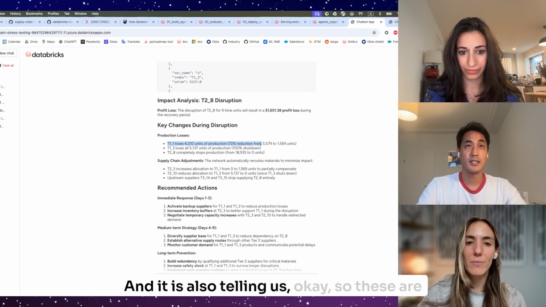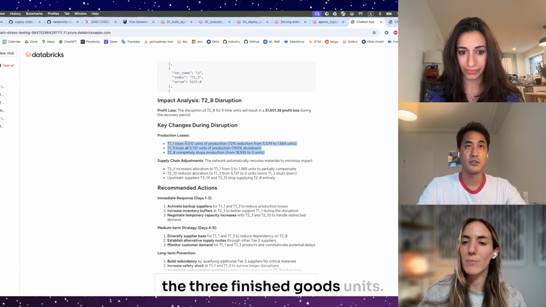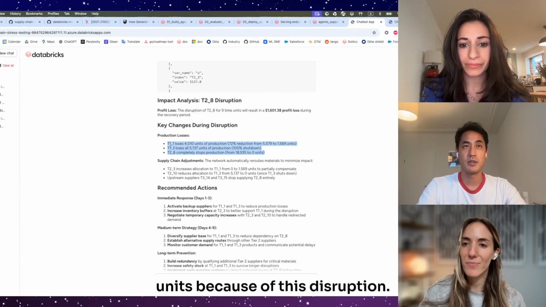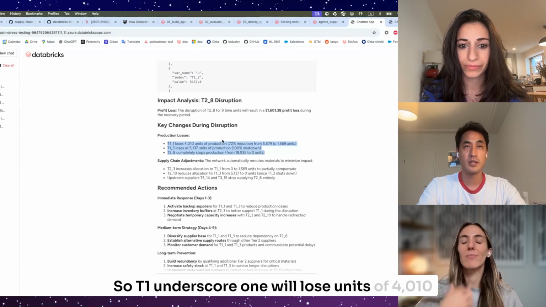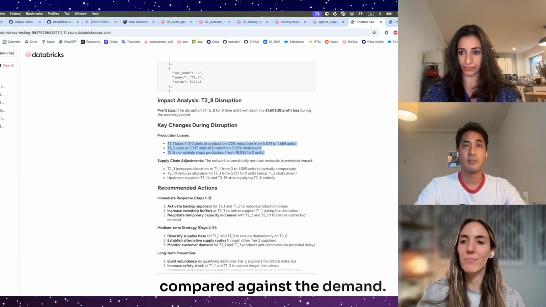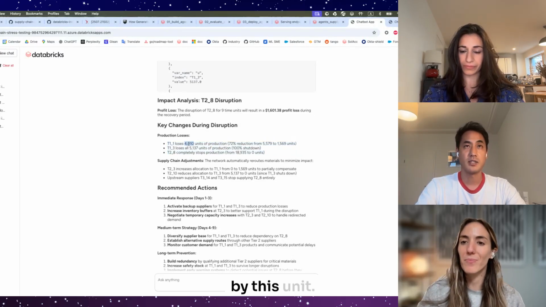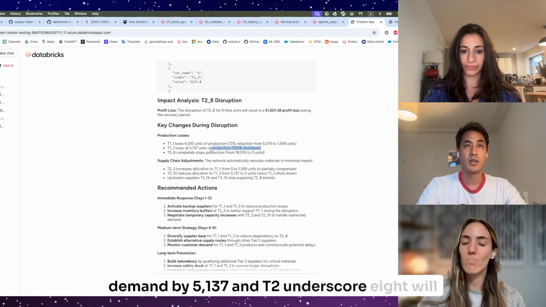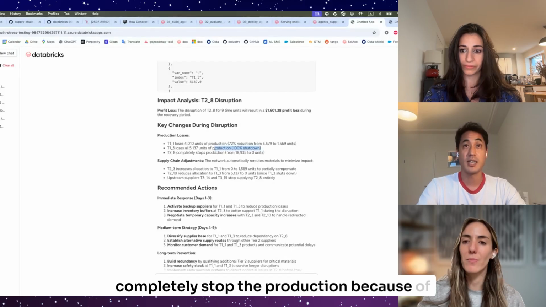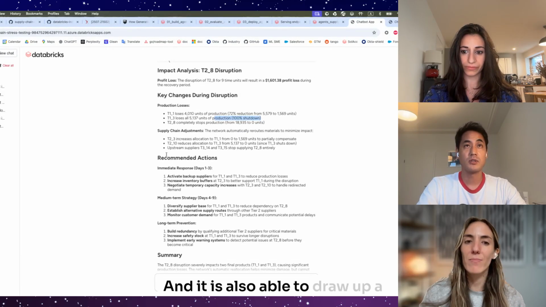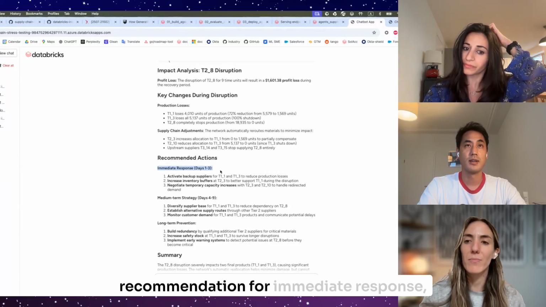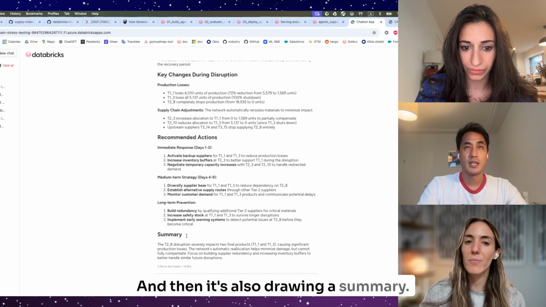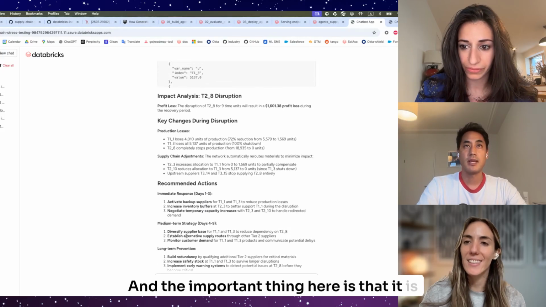And it is also telling us, okay, so these are the 3 finished goods units that are going to lose some units because of this disruption. T1_1 will lose 4,010 units compared against the demand. So we're not going to be able to fill the demand for this unit. T1_3, we're going to lose the demand by 5,137. _8 will completely stop the production because of that disruption. And it is also able to draw up a recommendation for an immediate response, a long-term response, and it's also drawing a summary. And the important thing here is that it is not hallucinating.